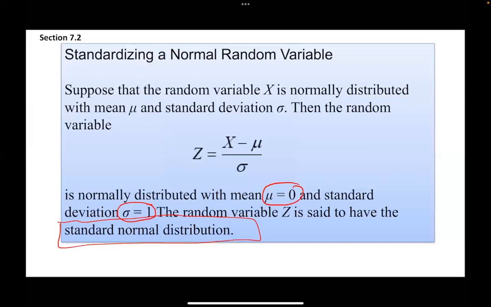Let me give you a moment. So a regular normal distribution just uses data values. Standard normal distribution uses z-scores.